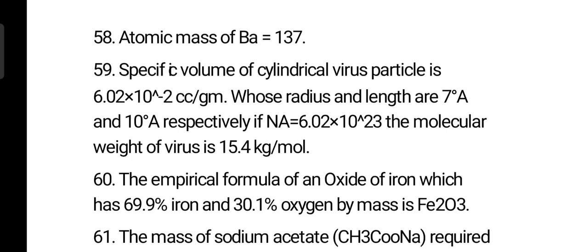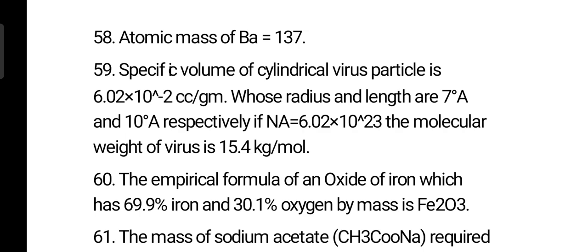Specific volume of a cylindrical virus particle is 6.02 into 10 to the power of minus 2 cc per gram, whose radius and length are 7 Å and 10 Å respectively. If NA is equal to 6.02 into 10 power 23, the molecular weight of virus is 15.4 kg per mole.